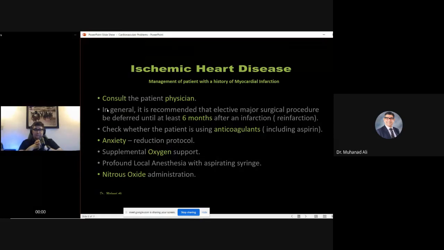But again, is 6 months enough? The answer is no. You have to ask about the frequency of pain, or frequency of attack, because some patients get re-infarction. After the first attack, maybe some patients get another infarction. And most infarction patients have anticoagulant treatment, including aspirin.